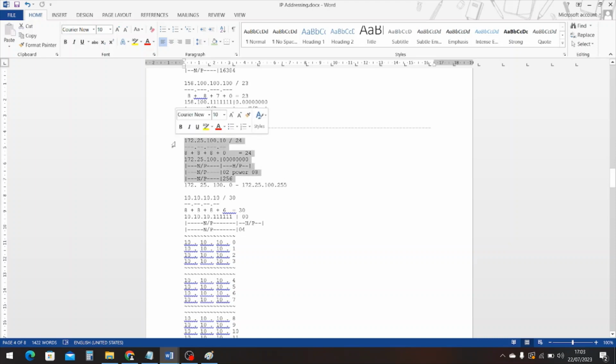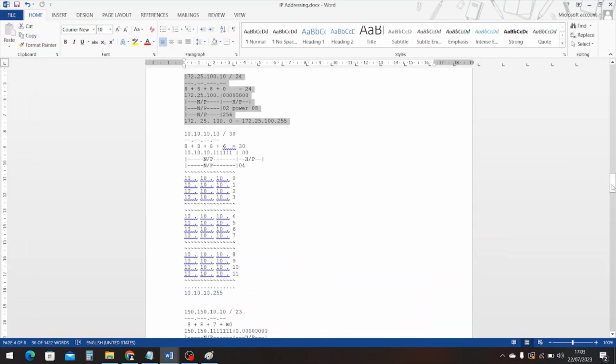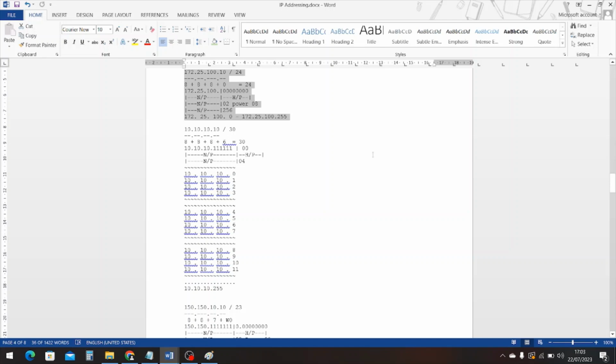Remember this, for a /24. But if you come to /30, it's a little bit different. But remember, it always ends with a 255. Here you only have 4 IP addresses. That means 1, 2, 3, so 4. Finish. That's it.